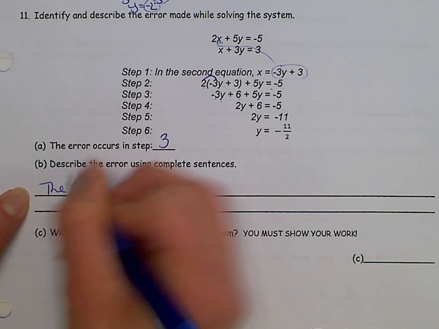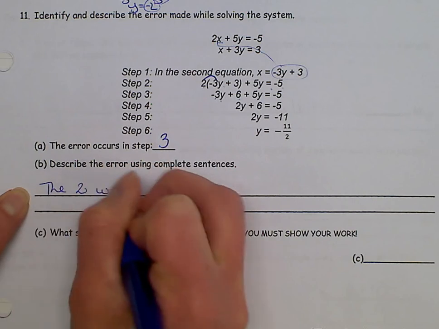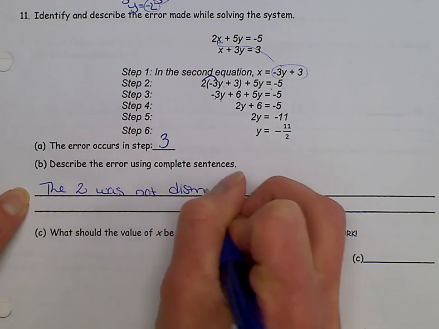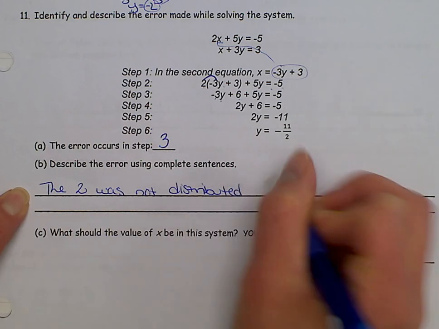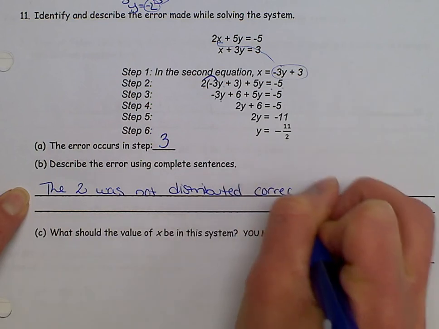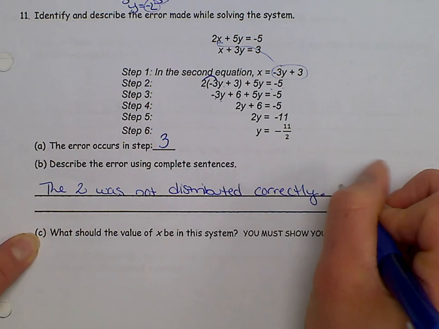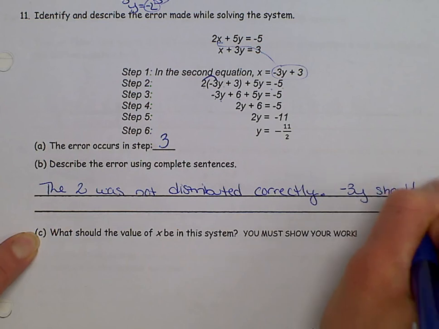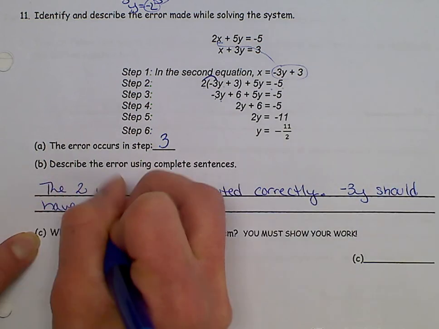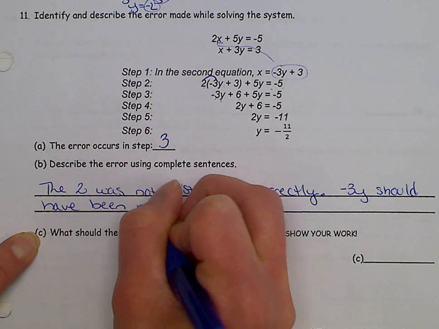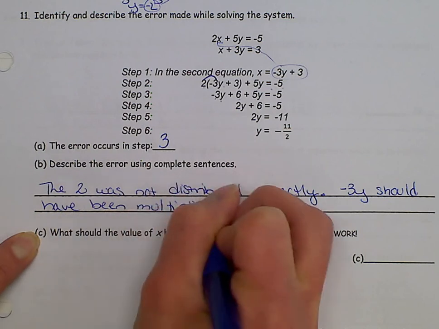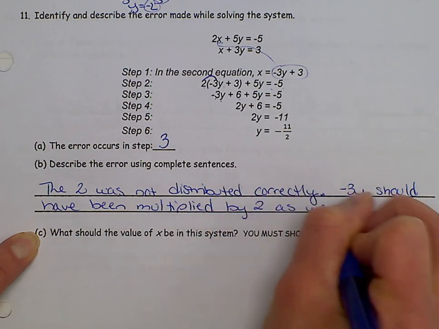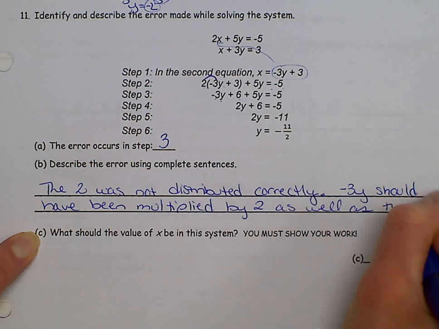I'm going to say the 2 was not distributed correctly. Negative 3y should have been multiplied by 2 as well as the 3.